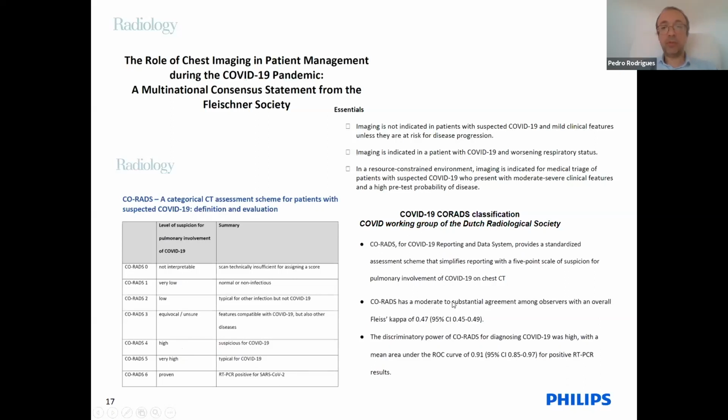The initial experience with this was not bad at all, and therefore this has been proposed. The area under the curve is about 0.91. So it is something that has been proposed. We need to see how widely this classification scheme will be used worldwide.